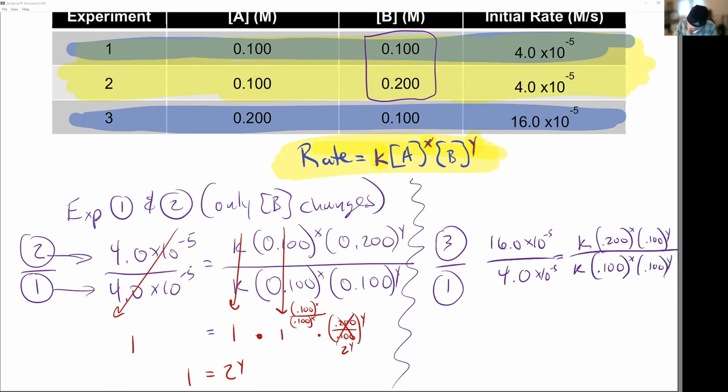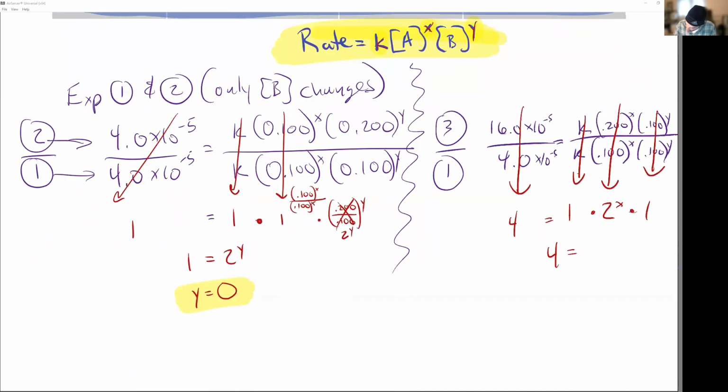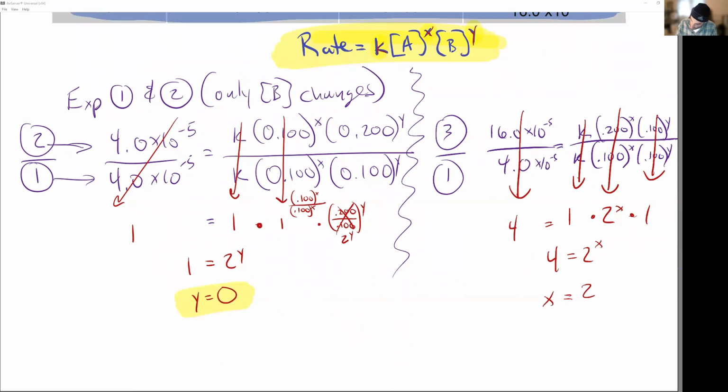So again, we're going to go through the same thing. 16 divided by 4 is going to give us 4 equals K over K gives us 1 times 0.2 to the x. 0.2 raised to the x over 0.1 raised to the x is simply 2 raised to the x. And then this is equal to 1. So overall, what I have is 4 is equal to 2 raised to the x. Solve for x. And what do you end up with? X is equal to 2.